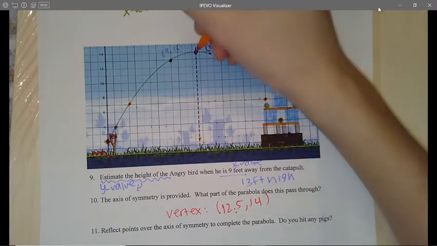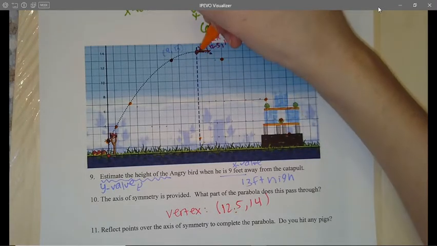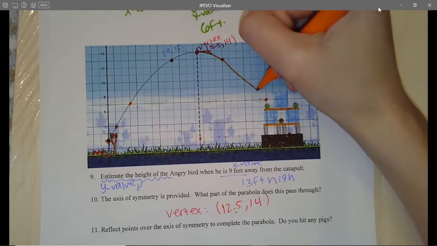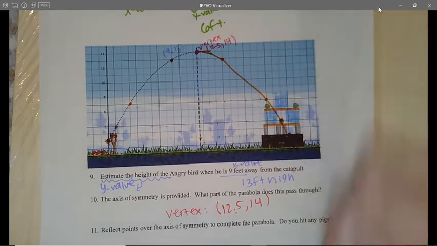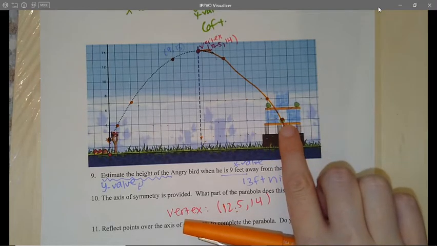All right, so I'm going to trace over now, and we can see if we hit any pigs. But you guys know I'm already bad at doing this, so let's see. So there we go. We have this half of the graph, and it is obvious that we are going to hit at least one pig. We're going to hit this pig.